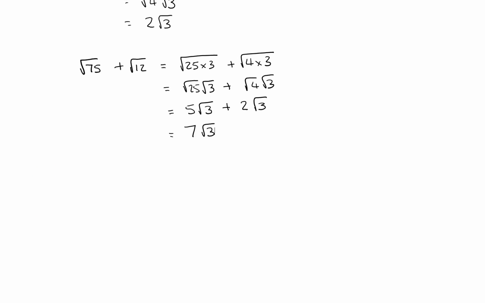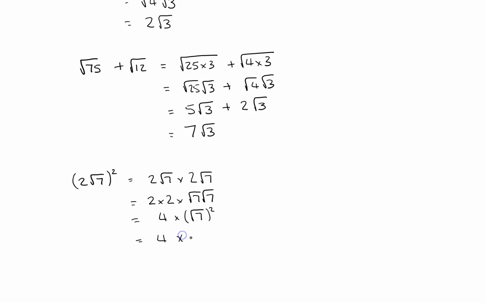Another example, I'm going to look at 2 root 7 all squared. Now the square means that we have got 2 root 7 times 2 root 7. Now because multiplication is commutative, I can actually write this in any order that I like. So I'm going to write the 2 times the 2, and then times root 7, root 7. So that's going to become 4 times root 7 squared, and as we know the square and the square root cancel each other out, so we end up simply with 4 times 7, which is 28.